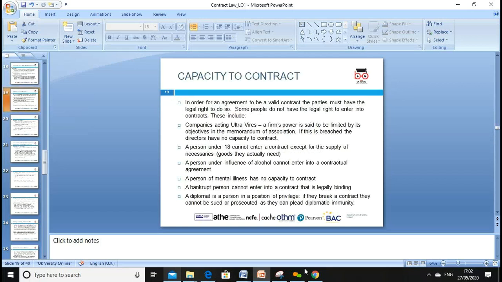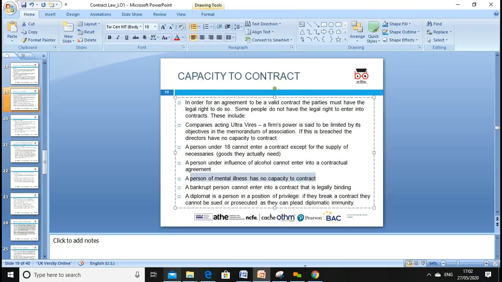Okay. Next, now we can look at capacity. Always you look at the mental state. If somebody is mentally ill, or somebody is under 18. Also a company is acting within its powers, limited by the objects of the memorandum. Do we know the memorandum of association? Has anybody ever heard of a memorandum?